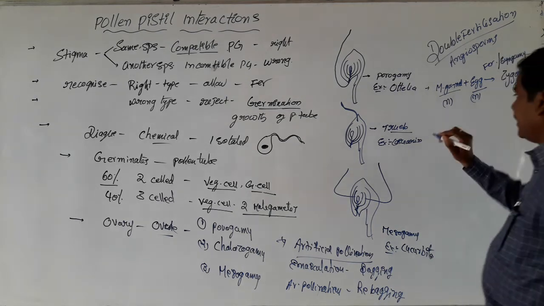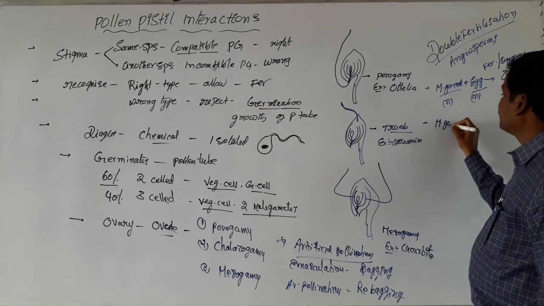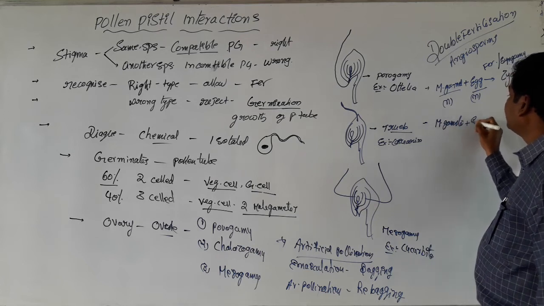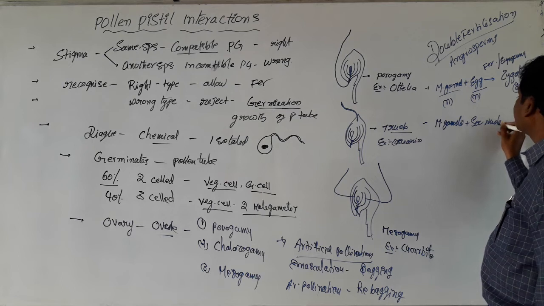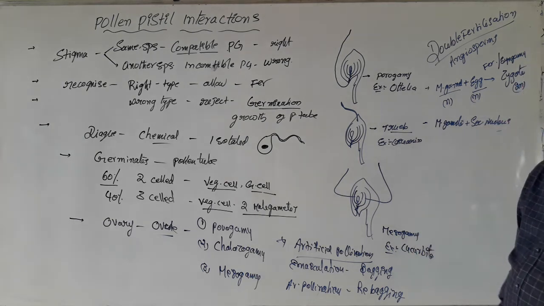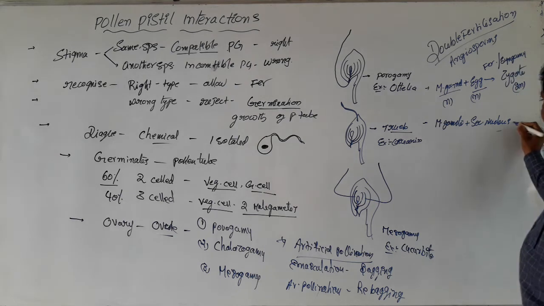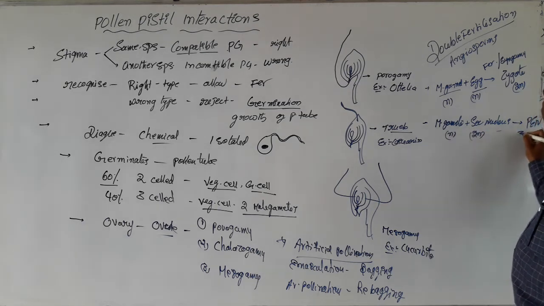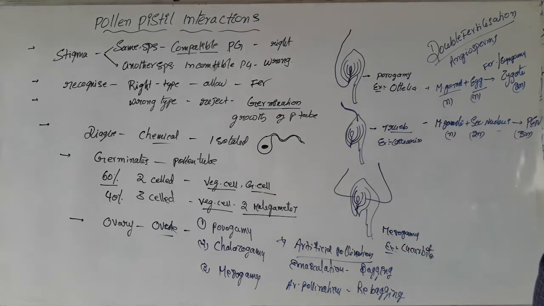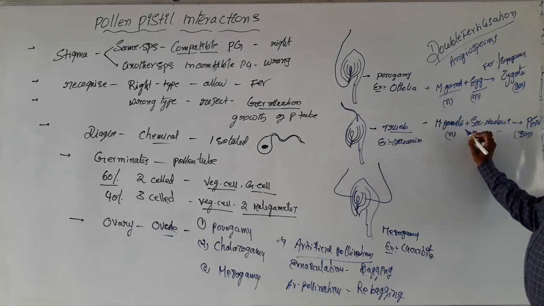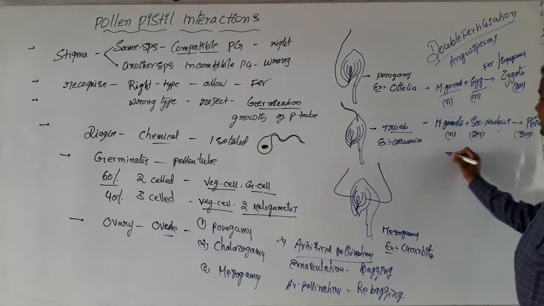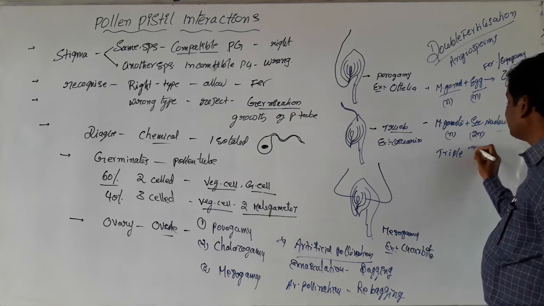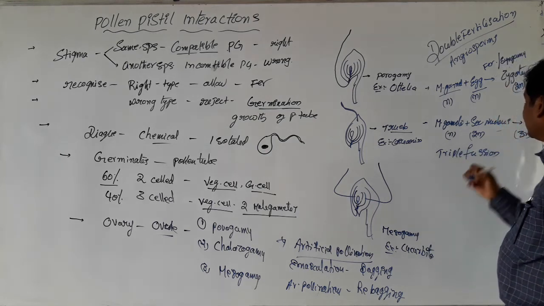At the same time, the second male gamete is fused with the secondary nucleus, which is present in the female gametophyte, that is in the endosperm. It leads to the formation of the primary endosperm nucleus. The male gamete is haploid, and the resulting primary endosperm nucleus is triploid. The fusion of the second male gamete with the secondary nucleus is called triple fusion.